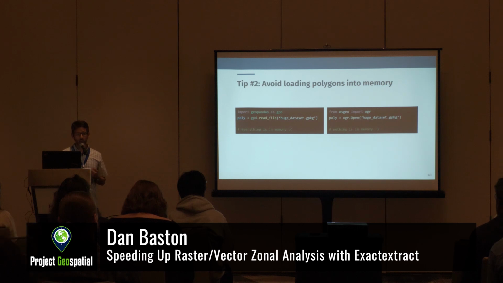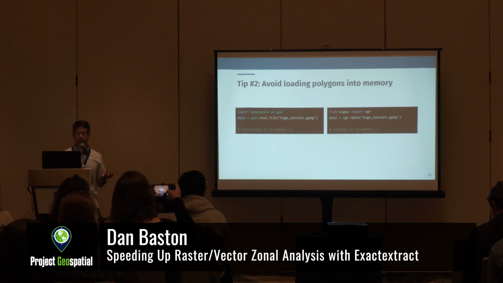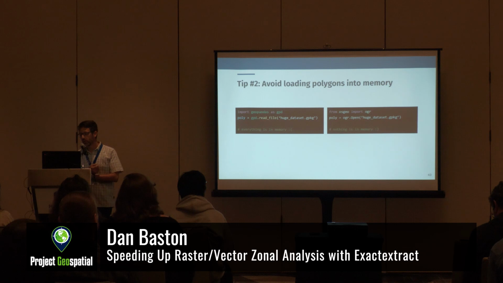Since exactextract really just wants to see the features one at a time, you don't need to load that all into memory. You could save that memory for your GDAL cache, for example. So if you go old school, use your GDAL Python bindings, now you don't have anything unnecessary in memory. You're just going to look at those features one at a time.